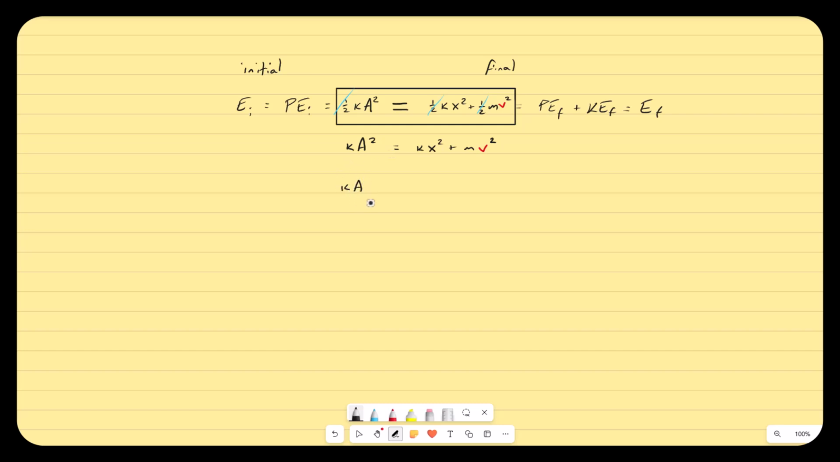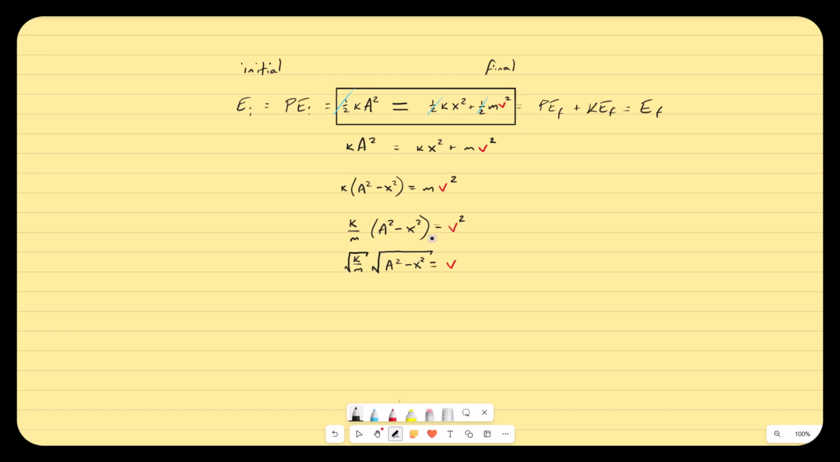K A squared, but you know what? I can factor this out already. I'm going to get a K times an A squared minus an X squared equals an M times a V squared. I'm solving for V, so I'm going to divide by M. K over M, A squared minus X squared equals V squared. And now I'm going to take a square root. V equals, I've got a K over M that goes under a square root, and I've got a square root here, A squared minus X squared.